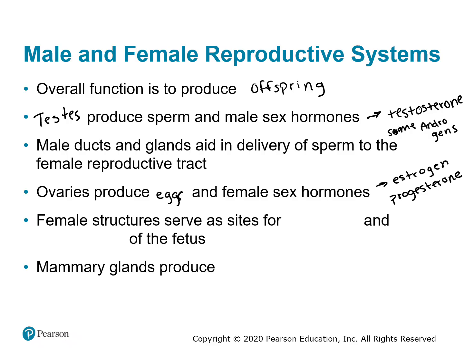Okay? These female structures serve as the sites for fertilization and development of the fetus. And then those mammary glands produce milk. Anything that has mammary glands and produces milk is going to be a mammal.